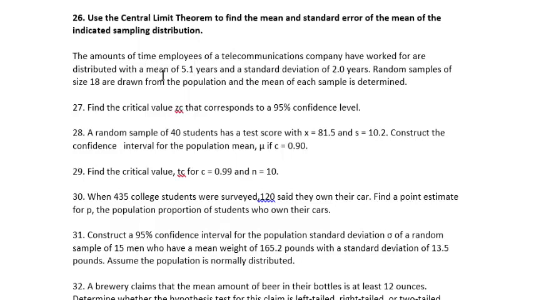So first of all, we know right away what the mean is. It tells you what the mean is. The mean is 5.1 years. The standard deviation is 2. Random samples of size 18 are drawn from the population.